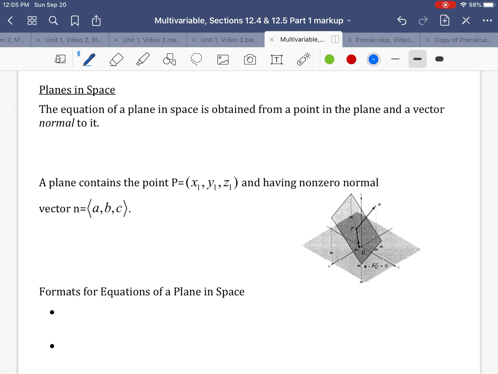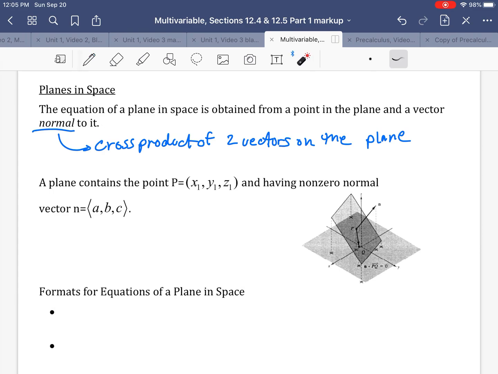All right, so the equation of a plane in space is obtained from a point in the plane and a vector normal to it. So normal, basically perpendicular. What I just explained is that planes have an infinite number of lines in the same direction, but there's only one thing perpendicular to it. This normal vector is going to be the cross product of two vectors on the plane. We will be using that plus another point on the plane, and that's how we're going to get our equation. So here we have a plane that contains a certain point, and it has a normal vector to it.